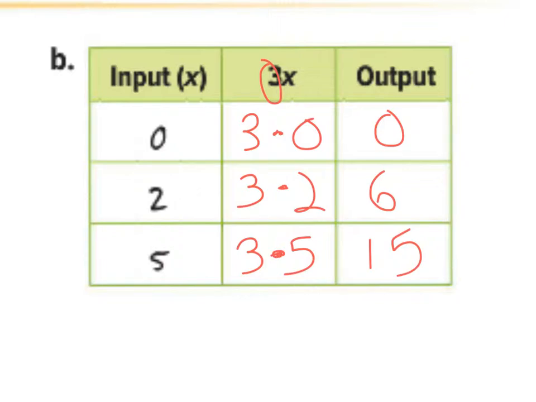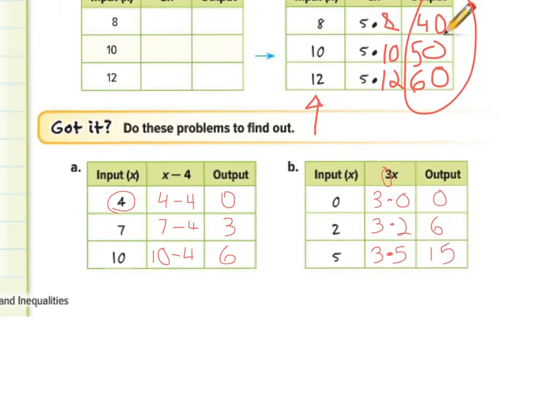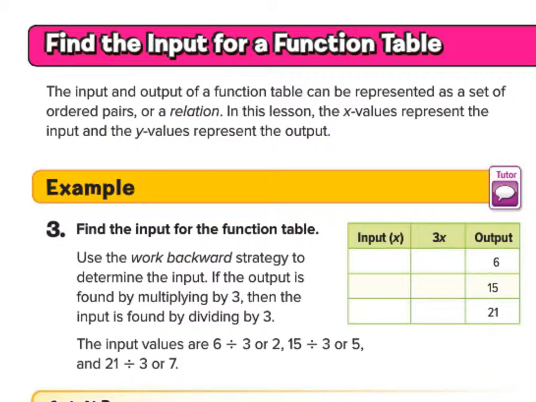Okay, I hope you got all those answers correct. Let's go over to the next page. Let's look at our second key point for this lesson. Find the input for a function table. So now they want us to find the input. They're going to give us the output. They'll give us the rules. So essentially, we're going to work backwards.